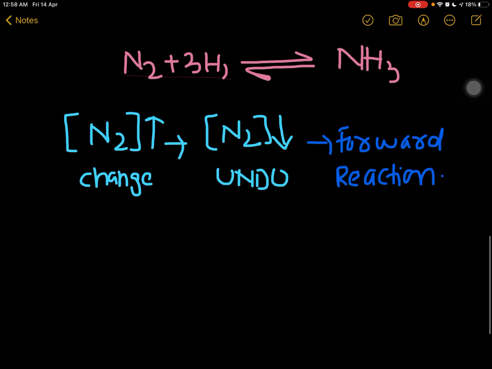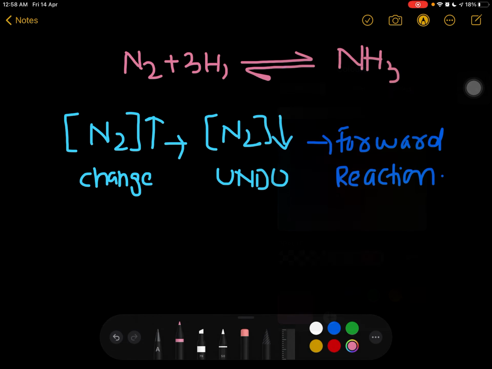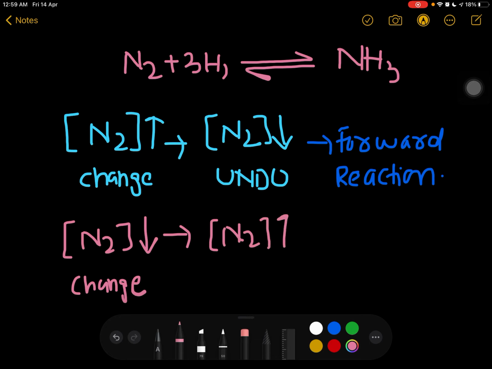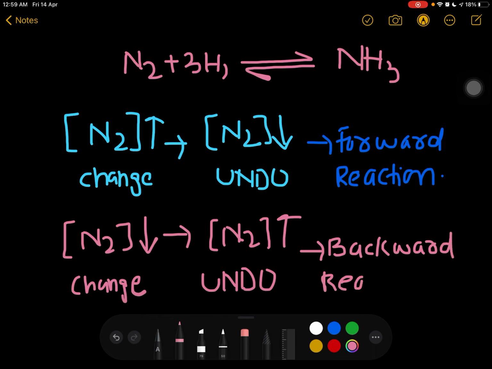What if I decrease the concentration of the nitrogen? This is my change. Now what will undo it? The concentration of the nitrogen will be increased, that will be the undo. Now how will it happen? By changing the direction of the reaction towards the left side, or you can say by the equilibrium shifting towards the backward direction.